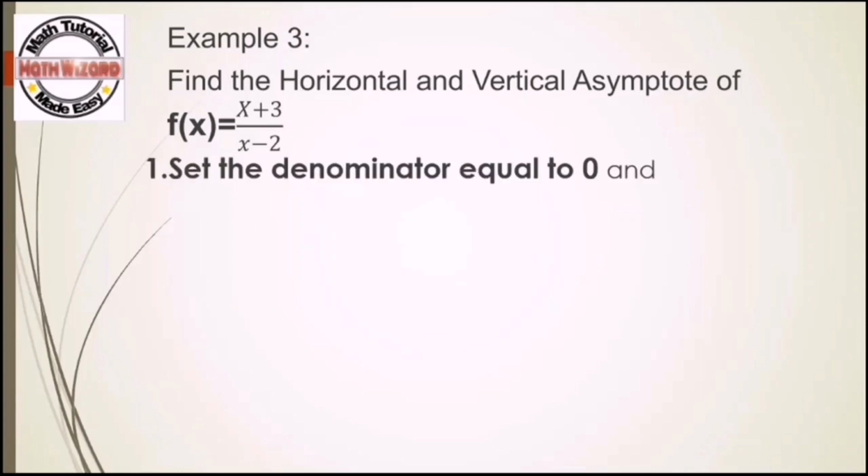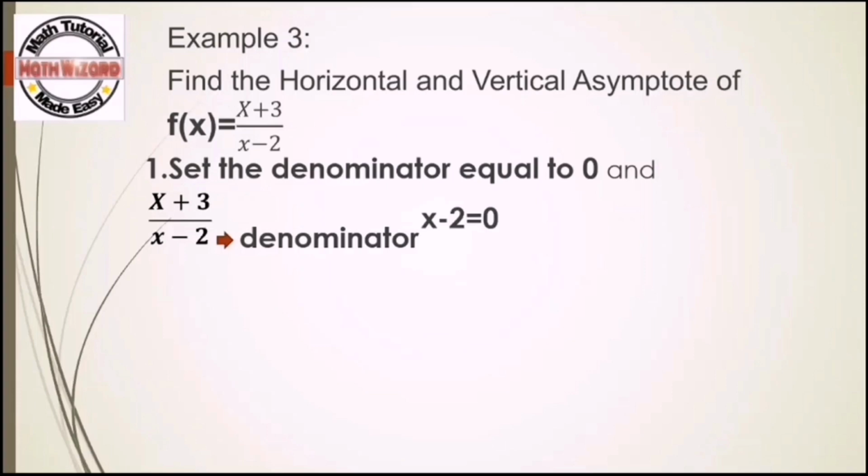First is to set the denominator equals to 0. So again, we need to identify which one is the numerator and which one is the denominator. In here, our denominator is x minus 2, and that serves as our denominator. So since it is x minus 2, we need to equate it to 0. Therefore, our equation now is x minus 2 equals 0.